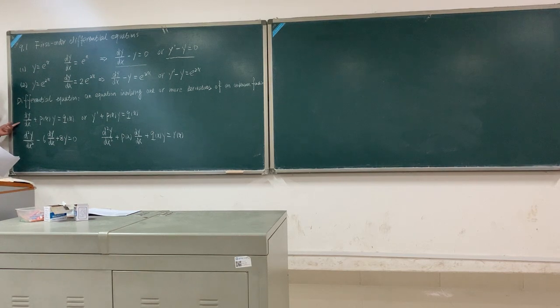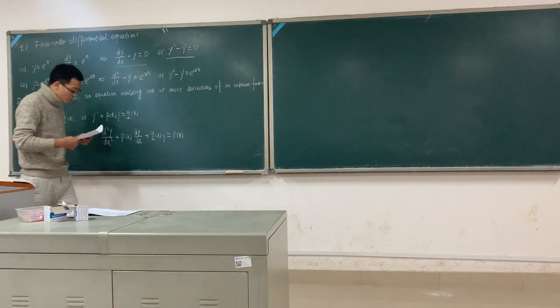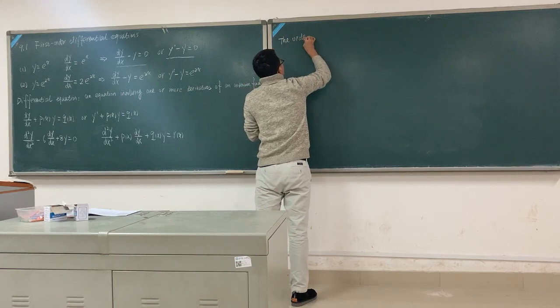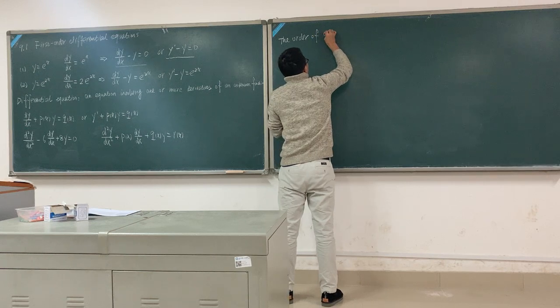For the first one, we call it a first order differential equation, and for the second, because we have the second order derivative, we call it a second order differential equation. So here we have a definition of the order of a differential equation.